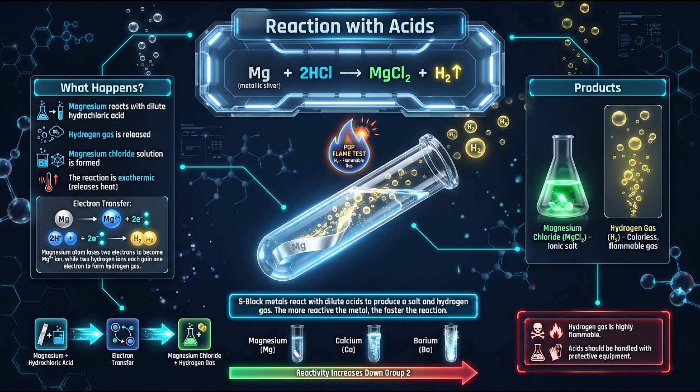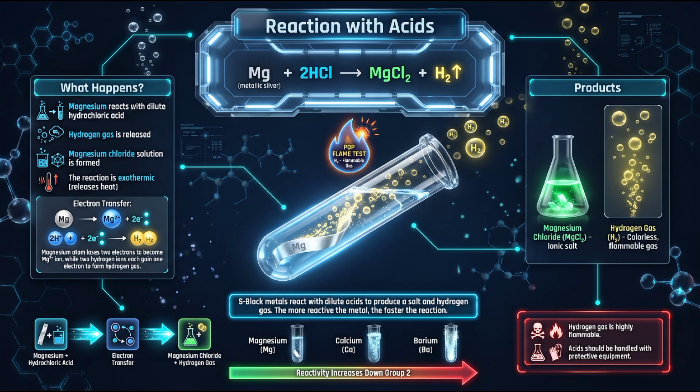The image also reminds students that acids should be handled with protective equipment. Hydrochloric acid is corrosive and can damage the skin, eyes, and clothing. Safety goggles, gloves, and laboratory coats should always be worn when performing such experiments.